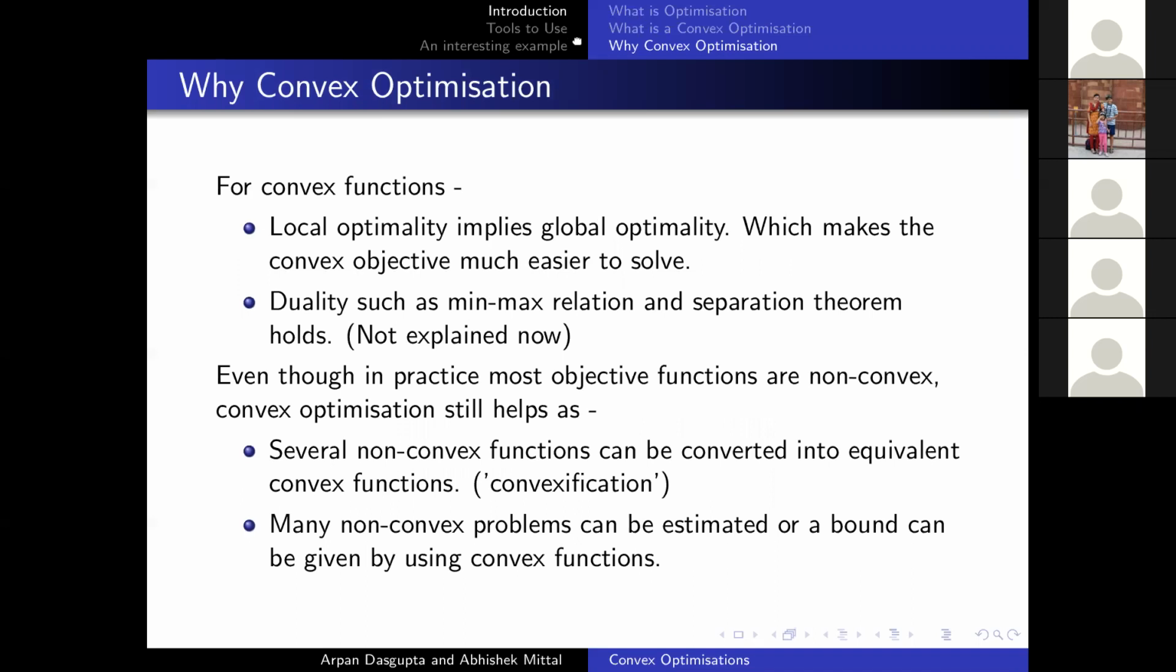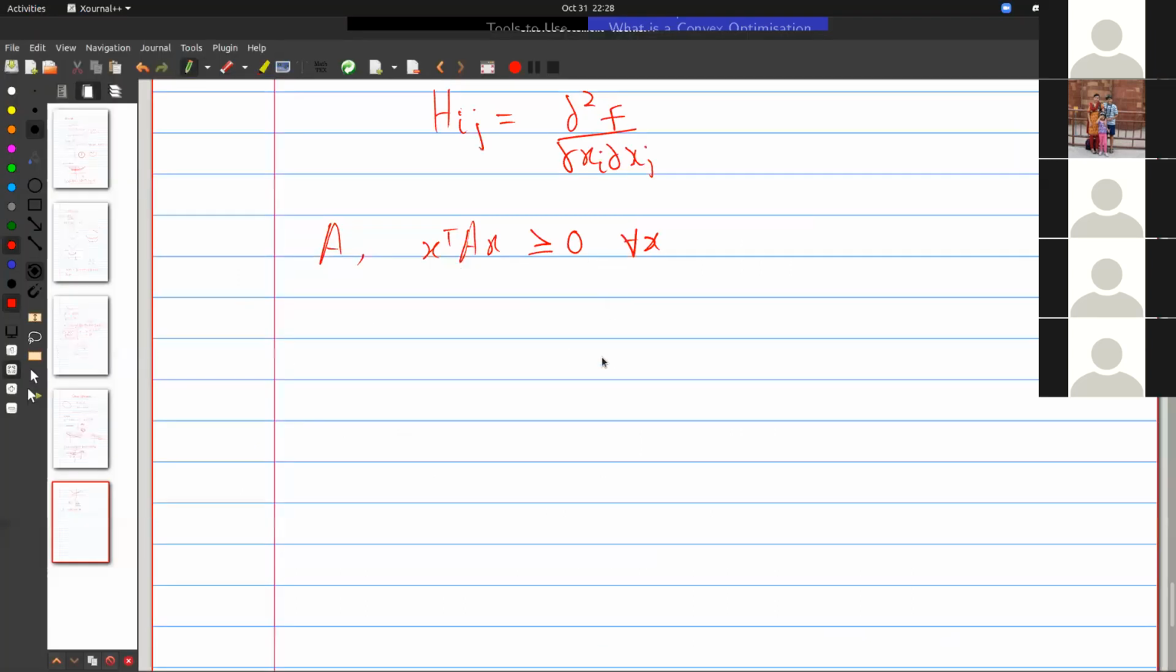So let us talk about why convex optimization is important. Why do we bother about convex optimization so much, and why study it separately? It should be clear from one major property of convex functions: if a point is locally optimal, then it is necessarily globally optimal.